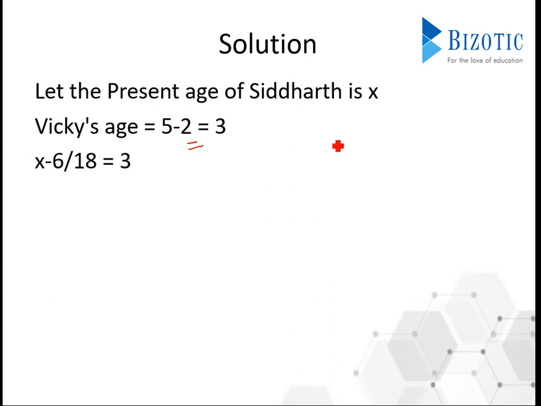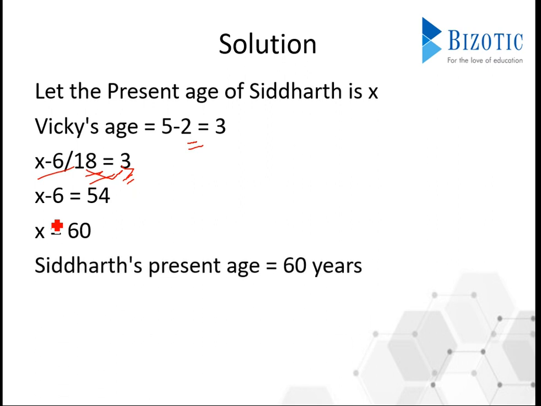What is that equation? When 6 years is subtracted from Siddharth's age and the remainder is divided by 18, it is equal to Vicky's age. Done. So this is all that you need to obtain. That will give you X minus 6 is equal to 54, which is nothing but 18 into 3. So send 6 to that side, and it will give you X is equal to 60.